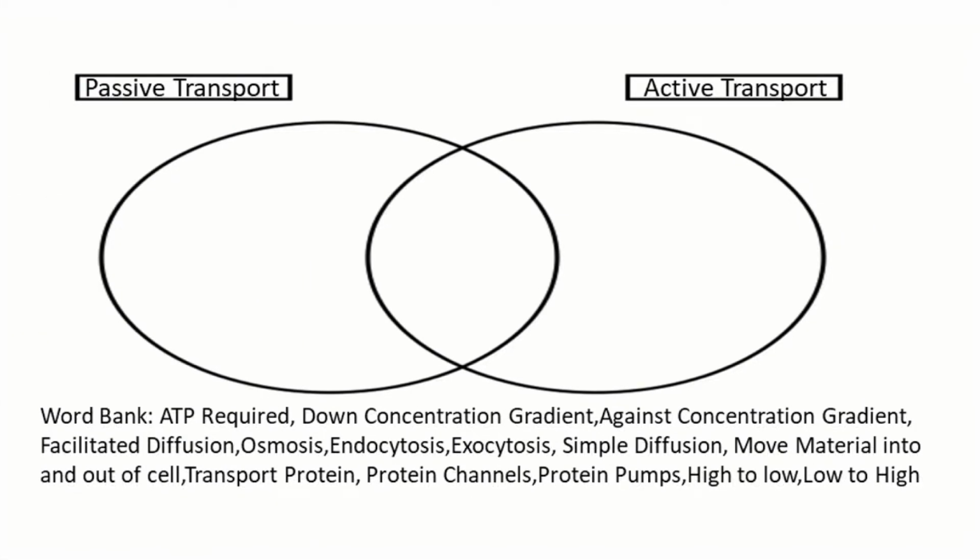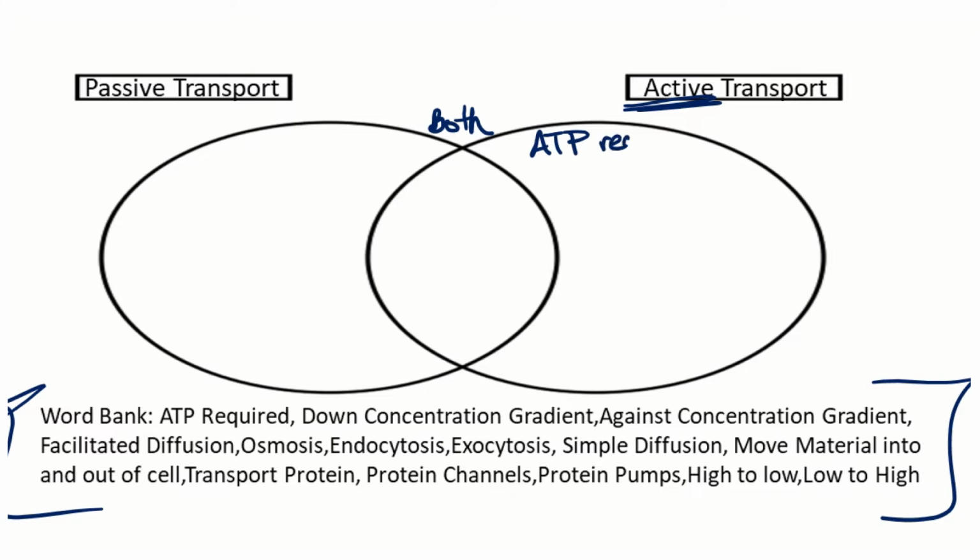Okay, so now let's complete the Venn diagram for passive and active transport. In the middle, we're going to discuss what they both have in common. Here is our word bank at the bottom. Let's start with the first one, which says ATP is required. Now we know that active transport is the one that requires energy, so we're going to include that one on this side. ATP required. Next, and we can cross that out.